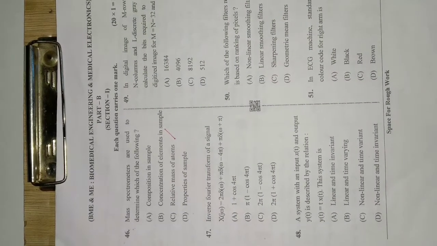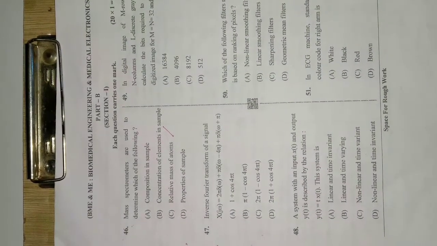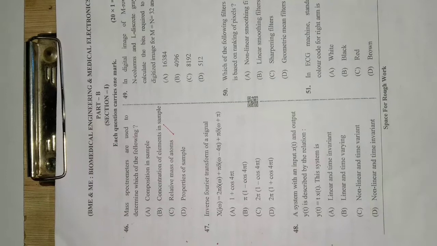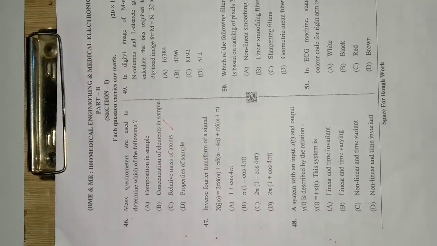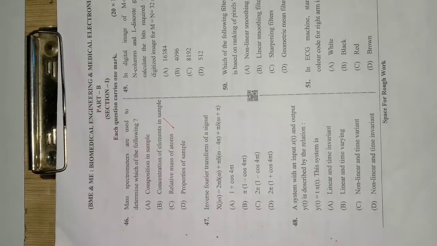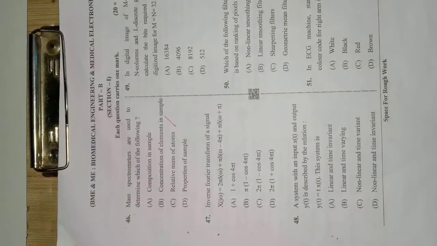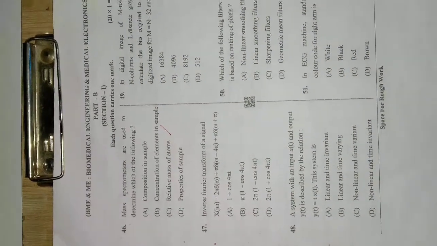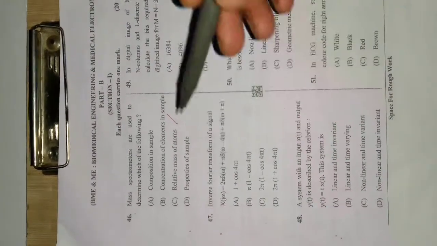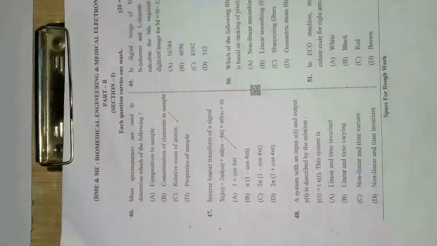Then the next question is inverse Fourier transform of a signal, that is X of j omega equal to 2 pi delta of omega plus pi delta of omega minus 4 pi delta of omega plus pi. They have given four options here. So what will be the probable answer for this one? It will be option A, 1 plus cos 4 pi t.